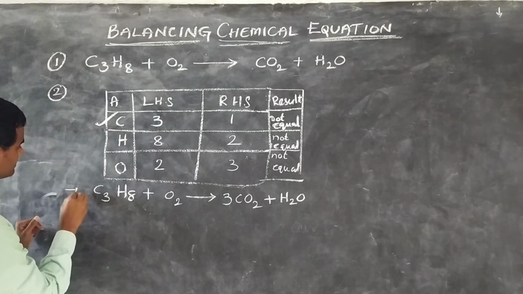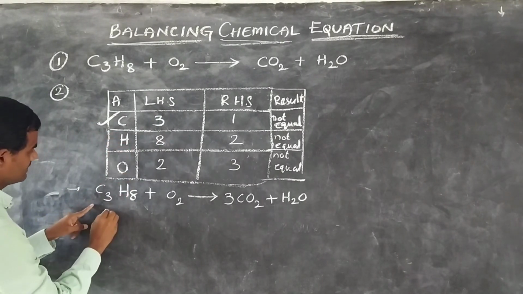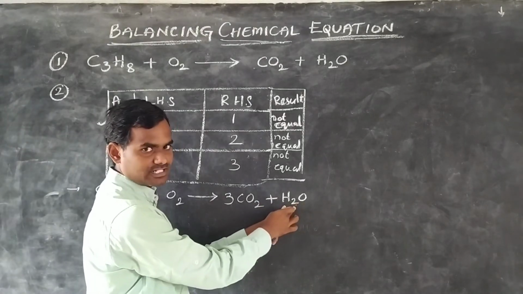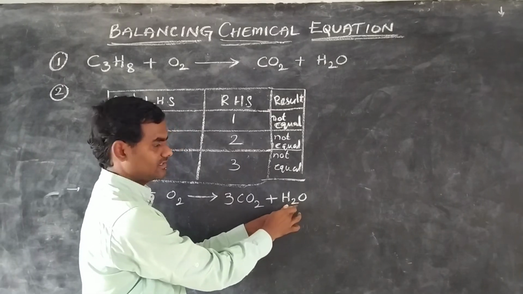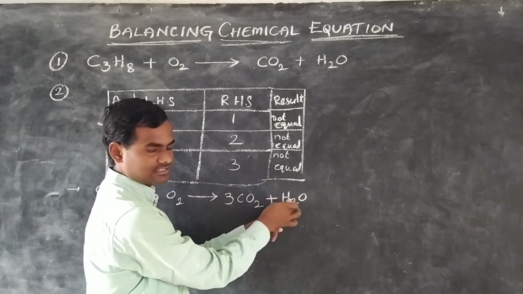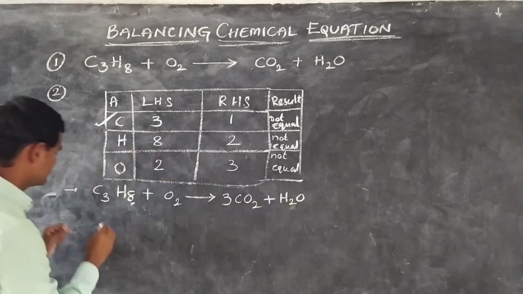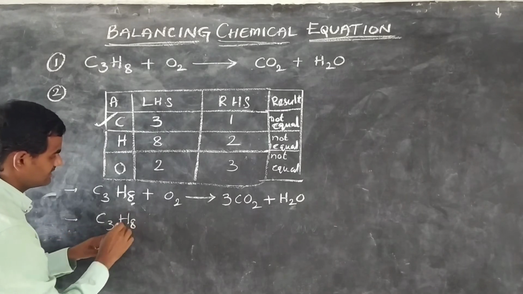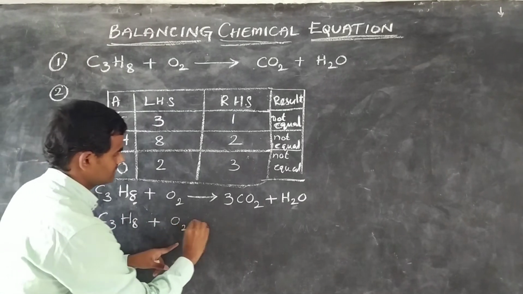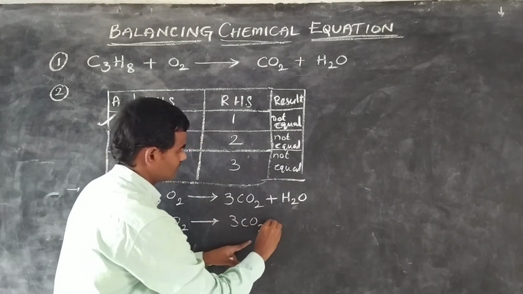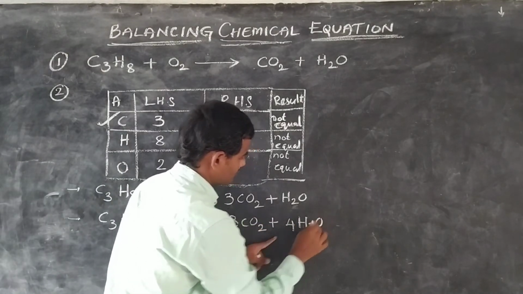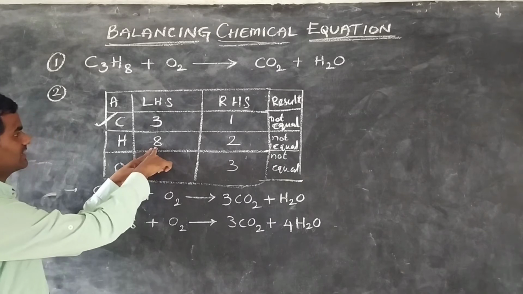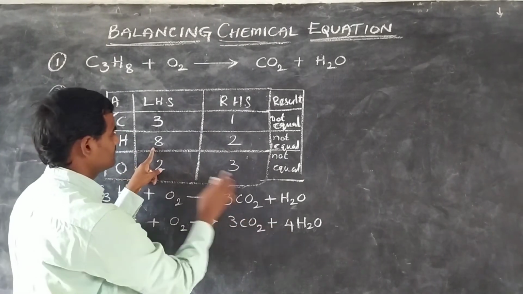Now, in the next step, we have to balance hydrogen. The number of hydrogens on the left hand side is 8. Here, the number of hydrogens on the right hand side is 2. So, what do we have to write here? We have to write 4 here, so that the number of hydrogen atoms will be equal. So, by balancing hydrogen, the equation will be like this: C3H8 plus O2 gives rise to 3 CO2 plus 4 H2O. So that the number of hydrogen atoms, 4 into 2, equals 8. So, the number of hydrogen atoms on the left hand side and right hand side become equal.